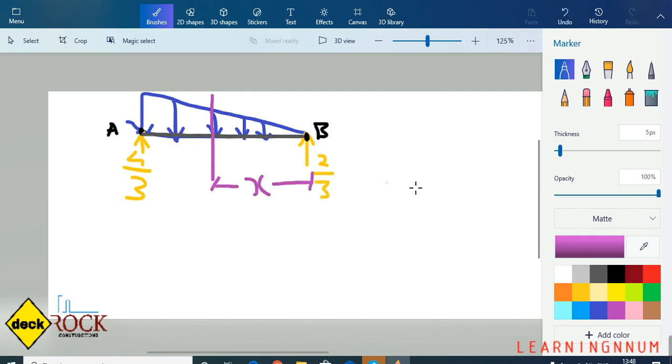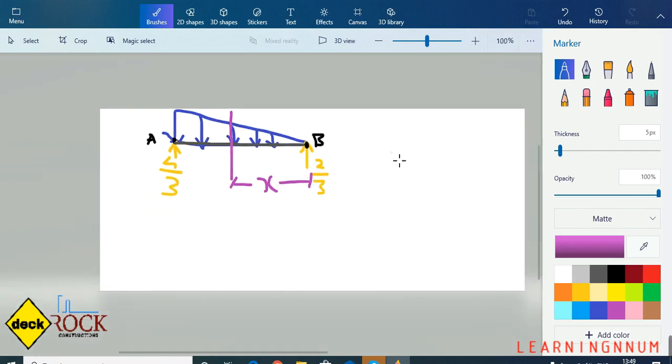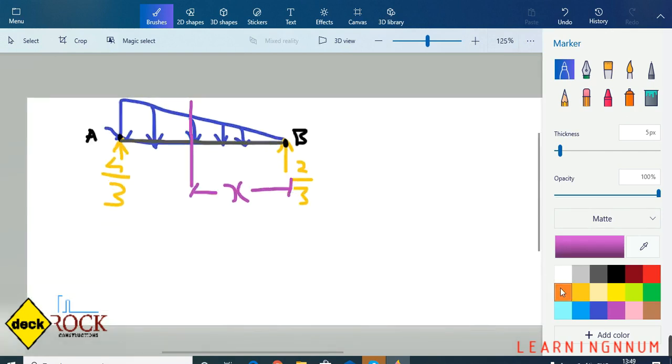So why are we taking a section? To know the variation of the shear force and bending moment in that region. Understanding? Now we have to write down the shear force equation. Baby steps you have to follow. Region AB. What is the shear force equation?